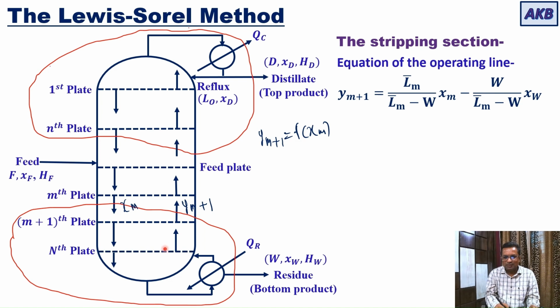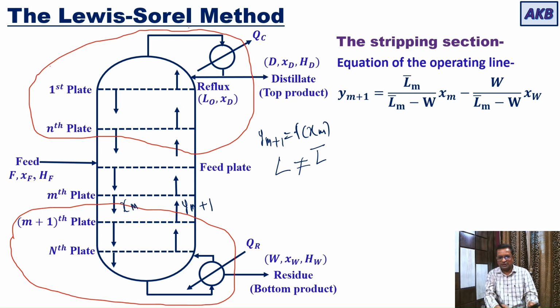In short, L bar, that is the liquid flow rate in the stripping section, is different from L, the liquid flow rate in the rectifying section. Liquid flow rate in the rectifying section is not equal to the liquid flow rate in the stripping section. So that you must remember. In order to indicate the difference, we are using a bar notation, or the notation L.